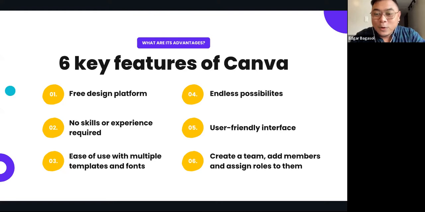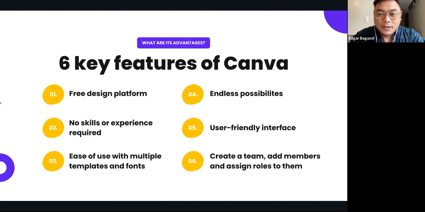And then, of course, as I've said, Canva is a platform for collaboration. So it allows you to create a team, add members, and assign roles to them. So this is a very interesting feature of Canva because you'll be able to create with other people. You'll be able to facilitate group activities here that is very useful, particularly in teaching.